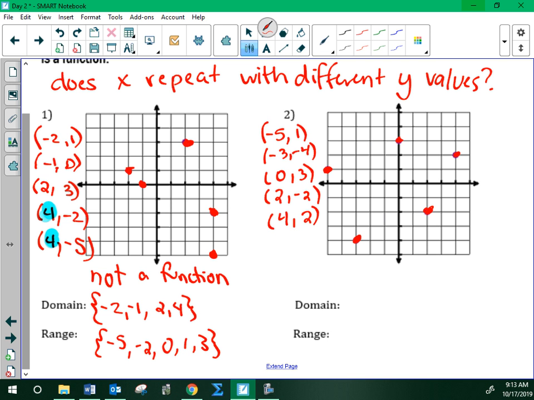Again, you can see once you list them out, it's a lot easier to see if x repeated and went to different y values. Alright, is this one a function? Yeah, this one is a function. Yes, a function.